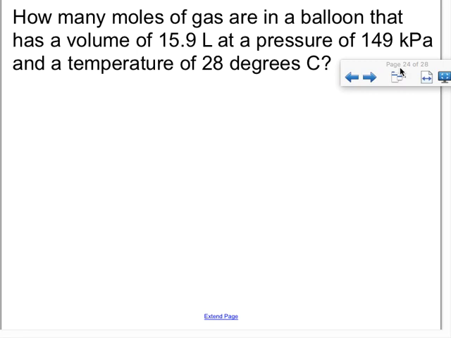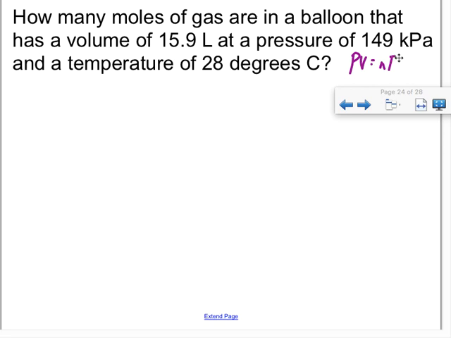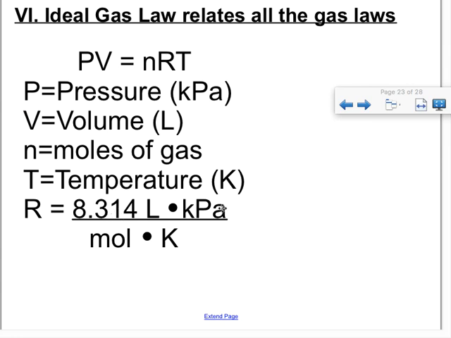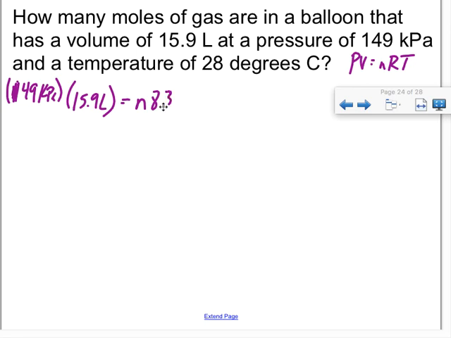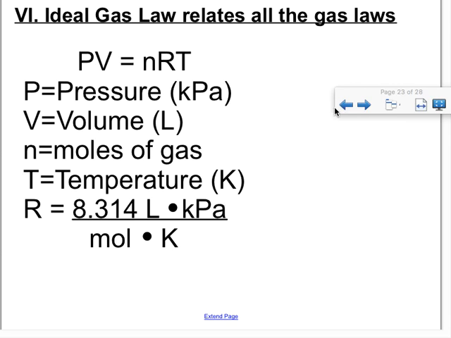So my equation is PV equals nRT. So I'm just going to stick that here. All right, how many moles of gas in a balloon that has a volume of 15.9 liters? So there's my volume. Solving for moles, that's n, at a pressure of 149 kilopascals, so that goes over here. R is the constant, 8.314, and the unit for that is liters times kilopascals over moles and Kelvin.